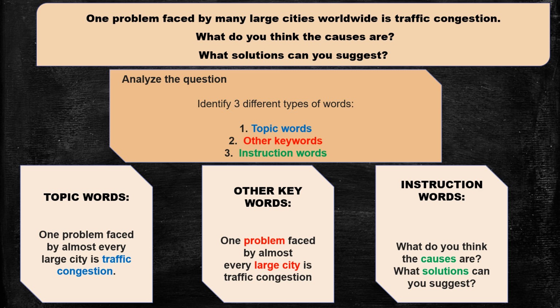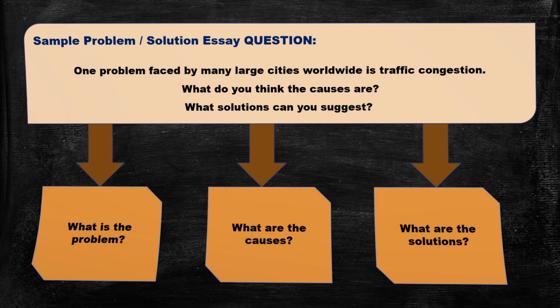Identify three different types of words: the topic word, other words, and instruction words. The topic word here is traffic congestion. That is a problem. The instruction words is the causes. What do you think the causes are and what solutions can you suggest? Then you can begin to write your essay.